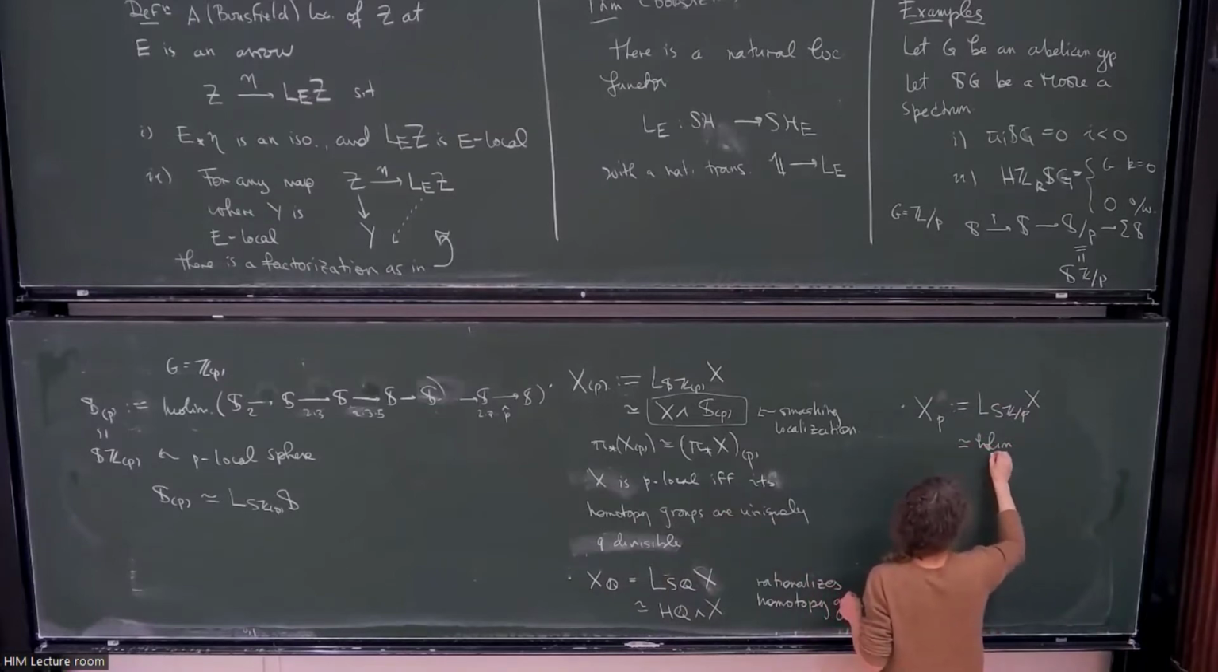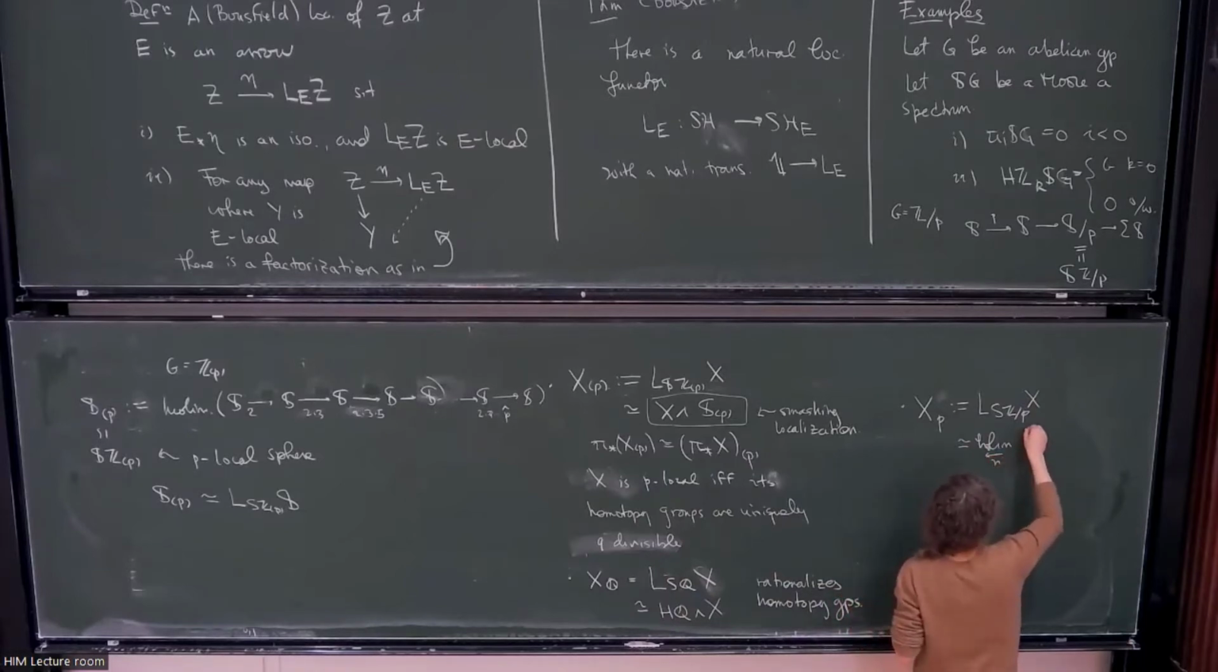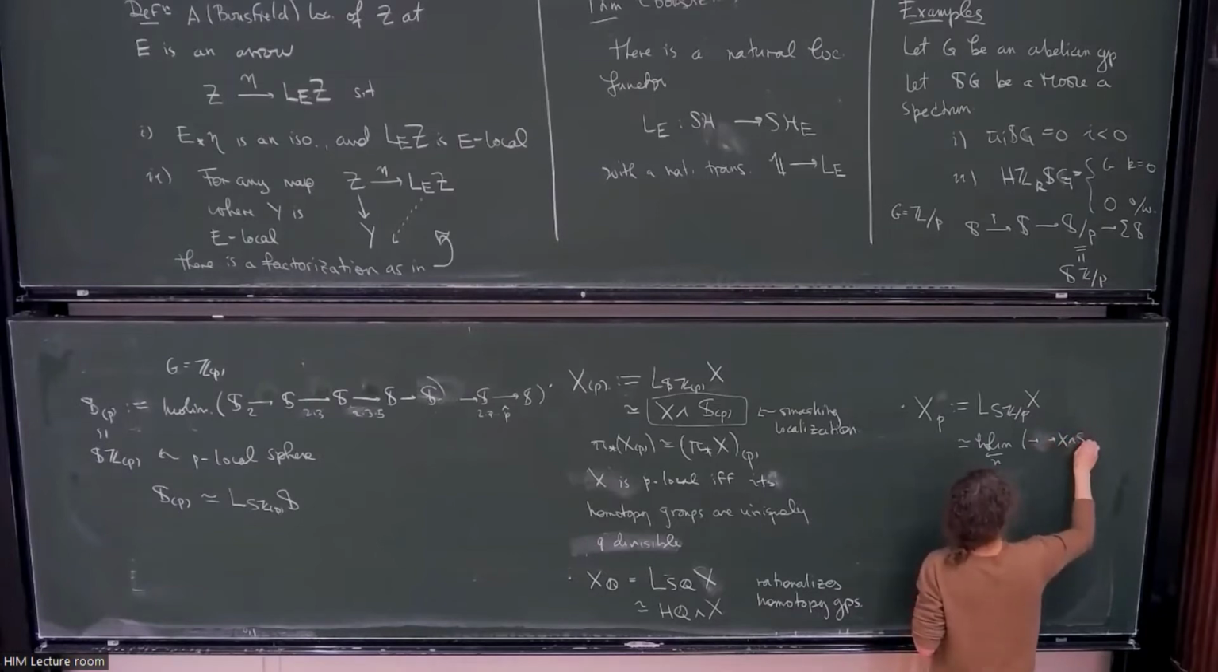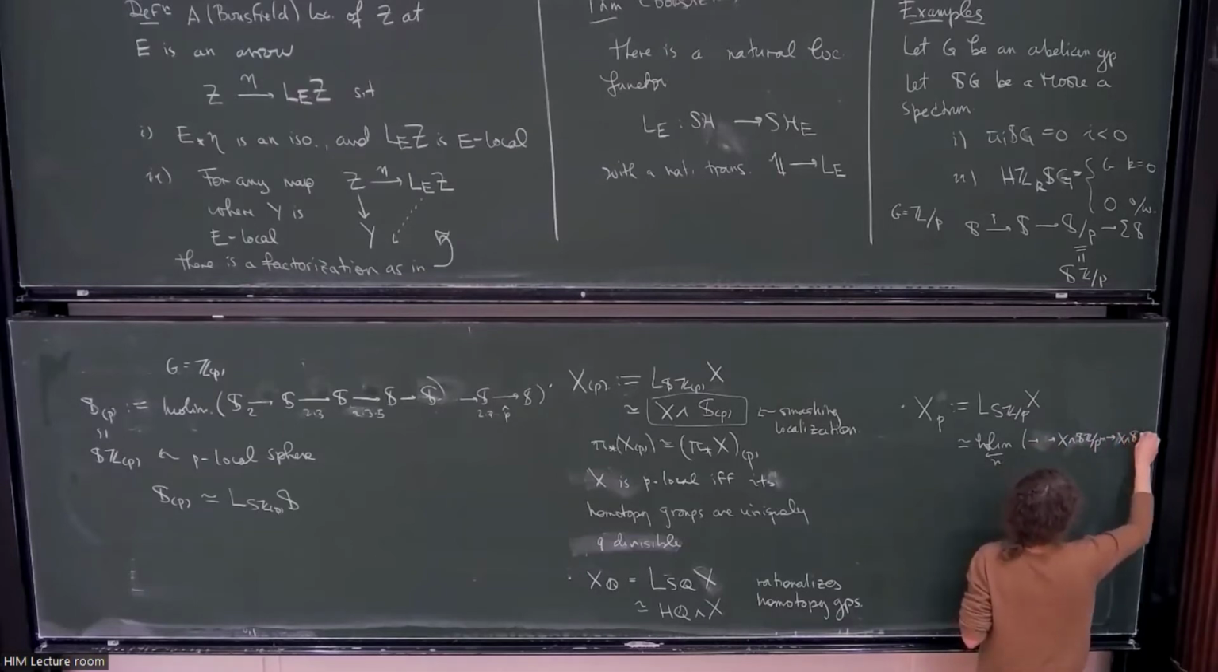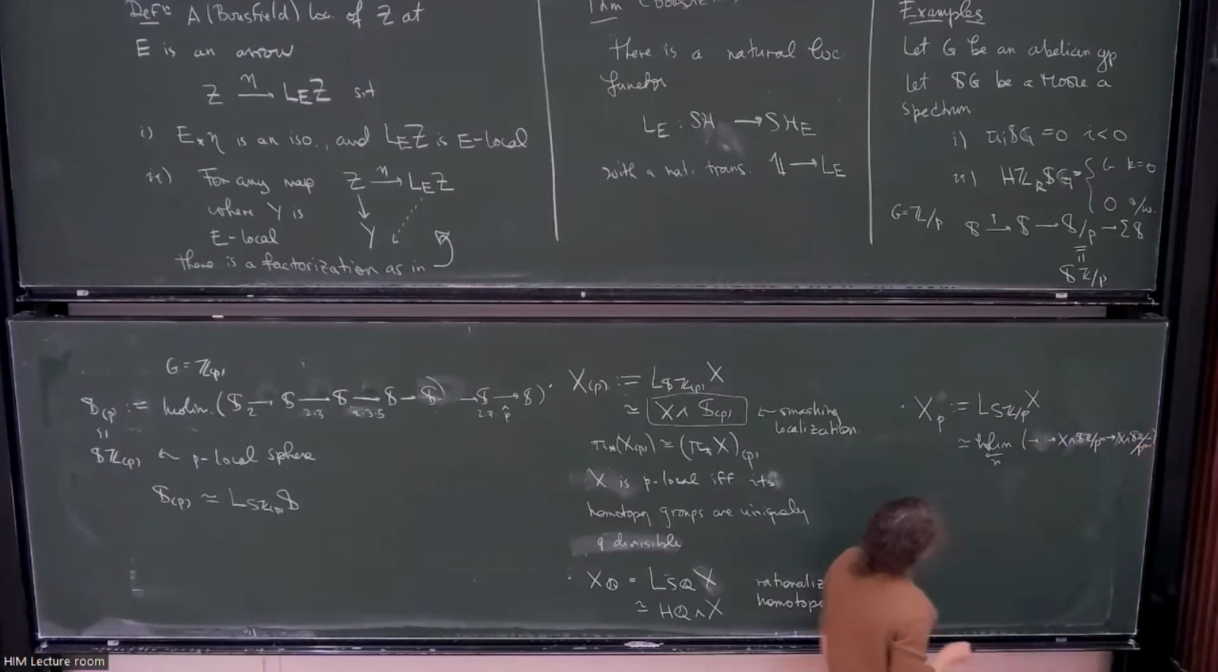This is how we're going to do it. This is the inverse limit over n of x. So a diagram where we have x smash the Moore spectrum for z mod p to the m, and then x smash z mod p to the m minus 1, and then dot, dot, dot, okay?